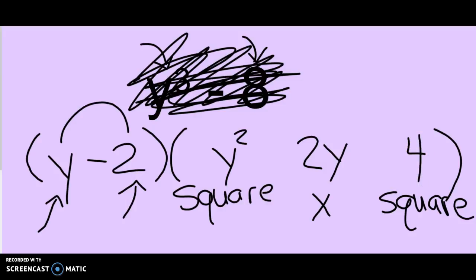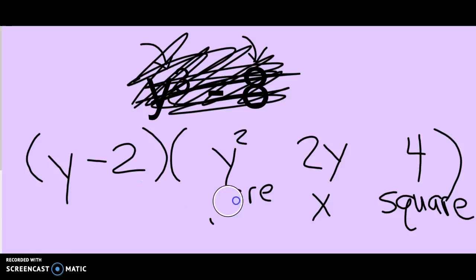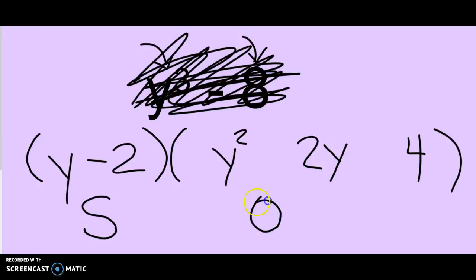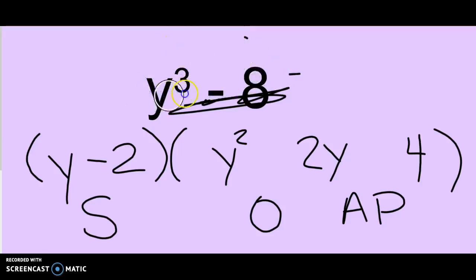So now we've got all these terms in here. What sign do we use? Well, we use the acronym called SOAP. So we do S for here, S goes here, O is here, and then this is an A and a P. So let's go back and look at the original expression.